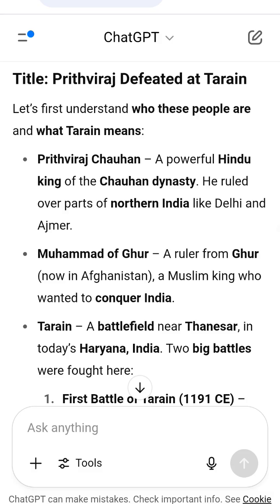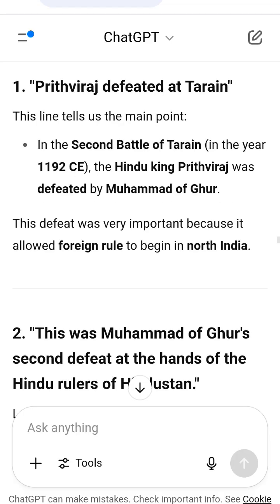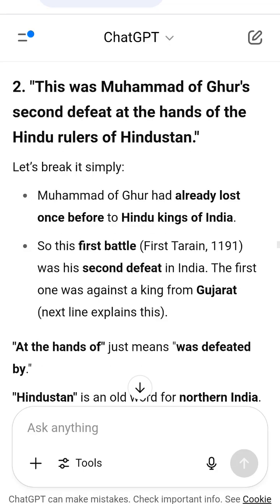In the year 1191, both kings fought the First Battle of Tarain. Prithviraj won, and Muhammad of Ghur ran back to his kingdom, feeling ashamed and angry. This defeat was even worse for him than an earlier loss to another Indian king, Bhima II of Gujarat.